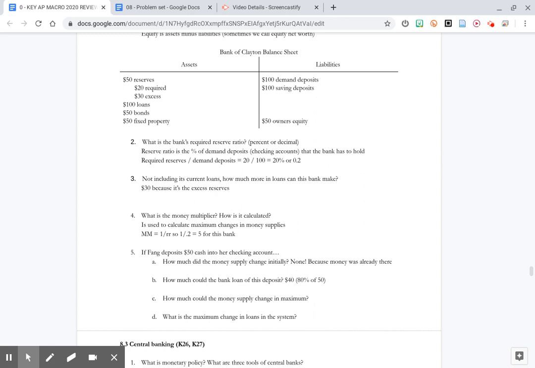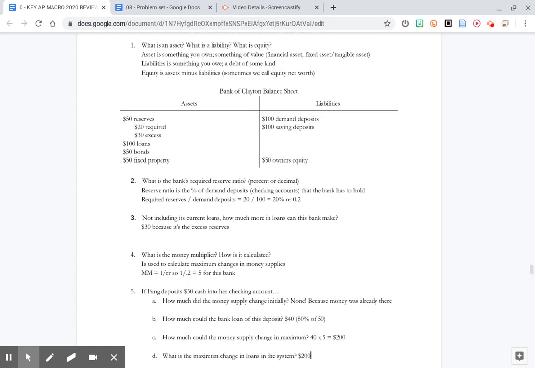And now we use the money multiplier to figure out the maximum change in the money supply as a result if they were to loan out this money. If everybody were to loan out every dollar that they could and everybody redeposited the full amount, then we could get 40 times 5, which is $200. This is actually the same amount as the maximum change in the loans in the system, because we'd think about the initial change in loans times 5. And that's the amount of new money that gets created. So hopefully this helps you with bank balance sheets. See you next time.